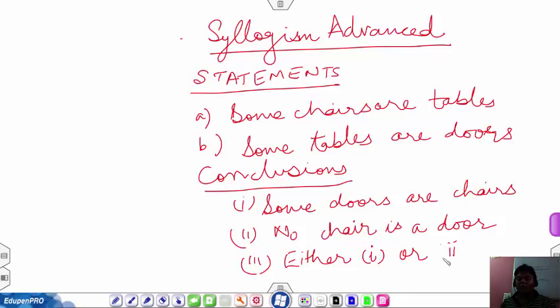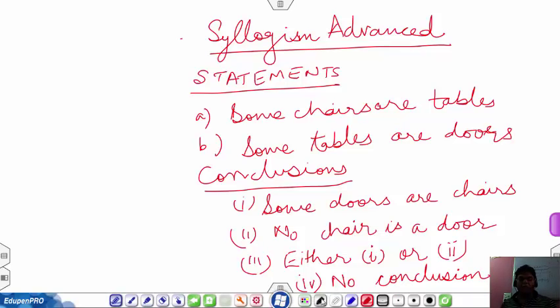I hope everyone understands the meaning of the word either. Either the first is true, so that means if first is true, second is false, or the second is true and the first is false. Both cannot be true, right? And the last option says no conclusion can be drawn. Now friends, we need to figure out which of these is correct. So which of these four options make sense?